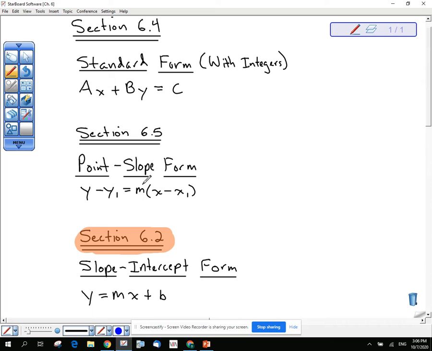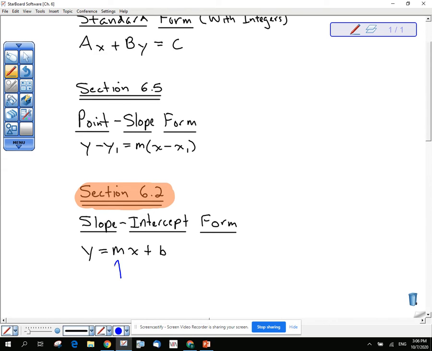Okay, now as we said in the previous video, m for point-slope was the slope itself. That's the same thing with slope-intercept form. M is the slope. B is what we call the y-intercept.